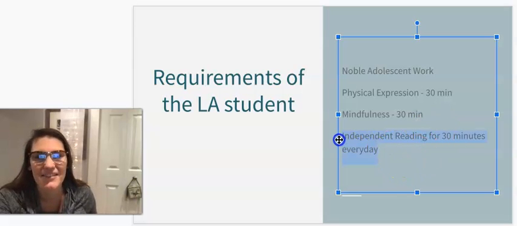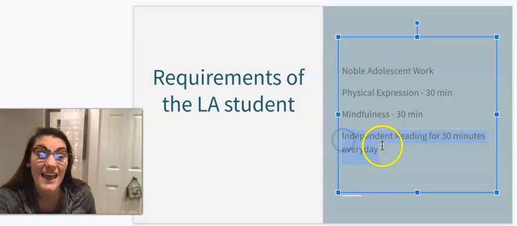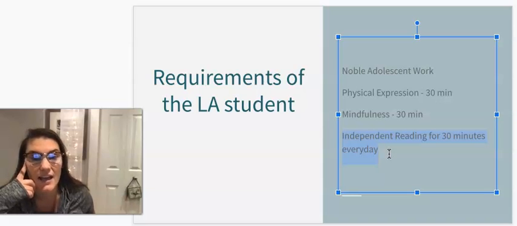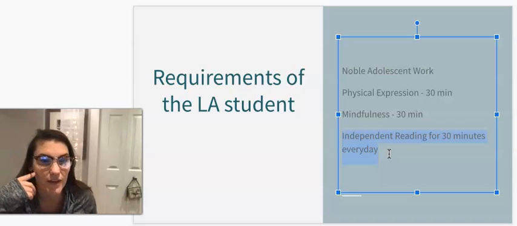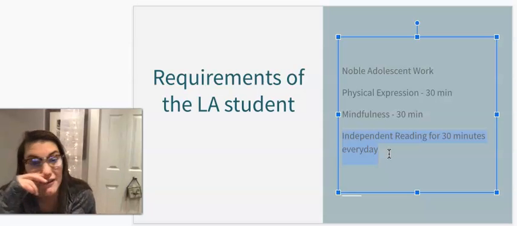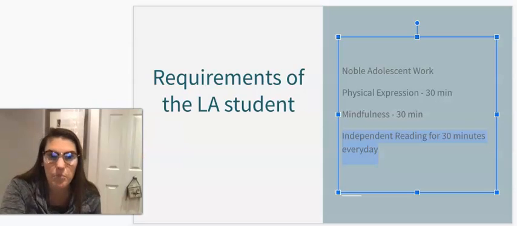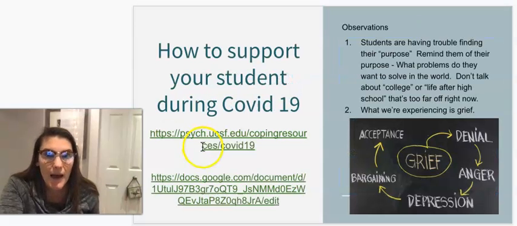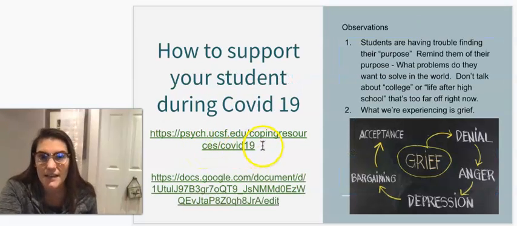And then independent reading for 30 minutes every day. And that right there, independent reading, is the most important thing to do to close any gaps you have in knowledge. So as a reader myself, that one's the most important. Every student has a book that they read every month. So reminder of that.